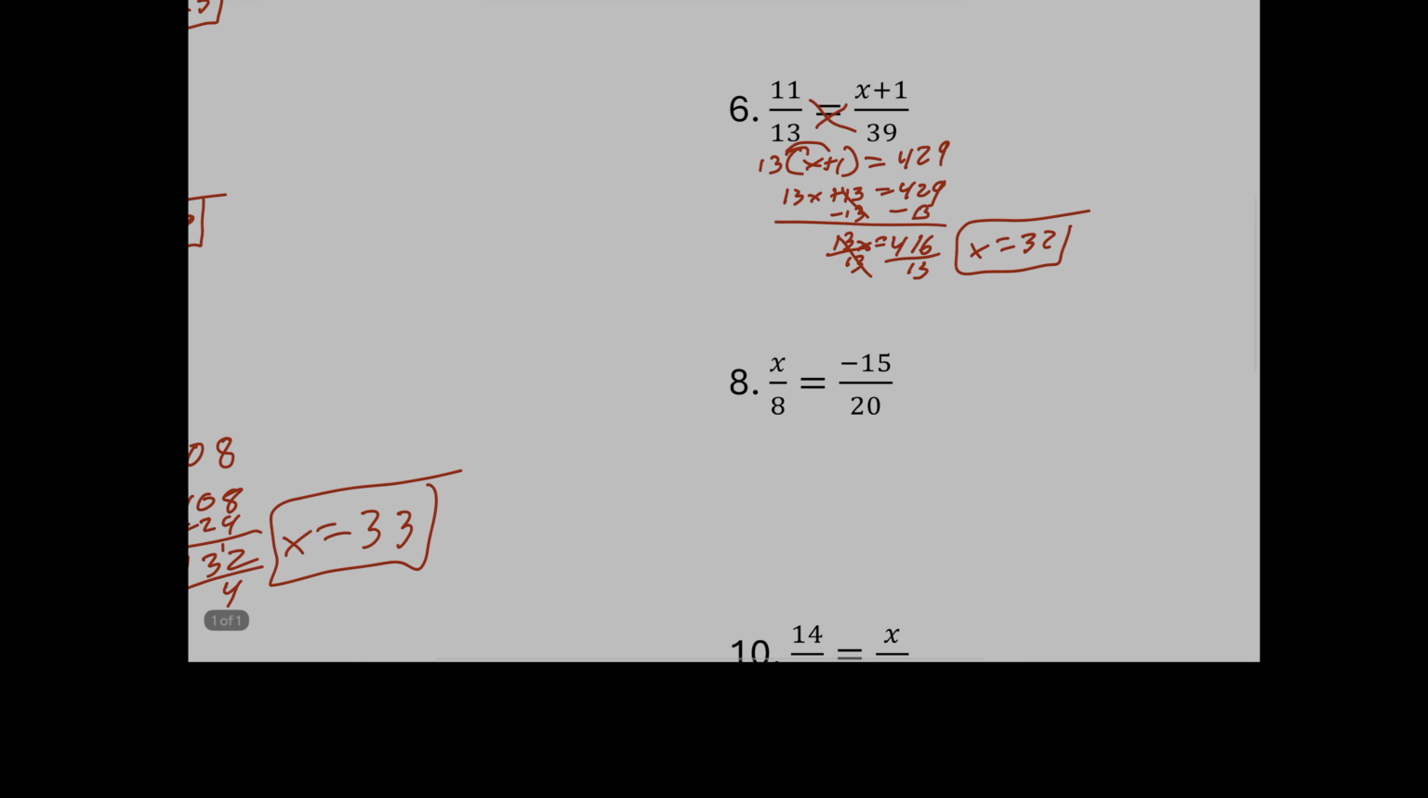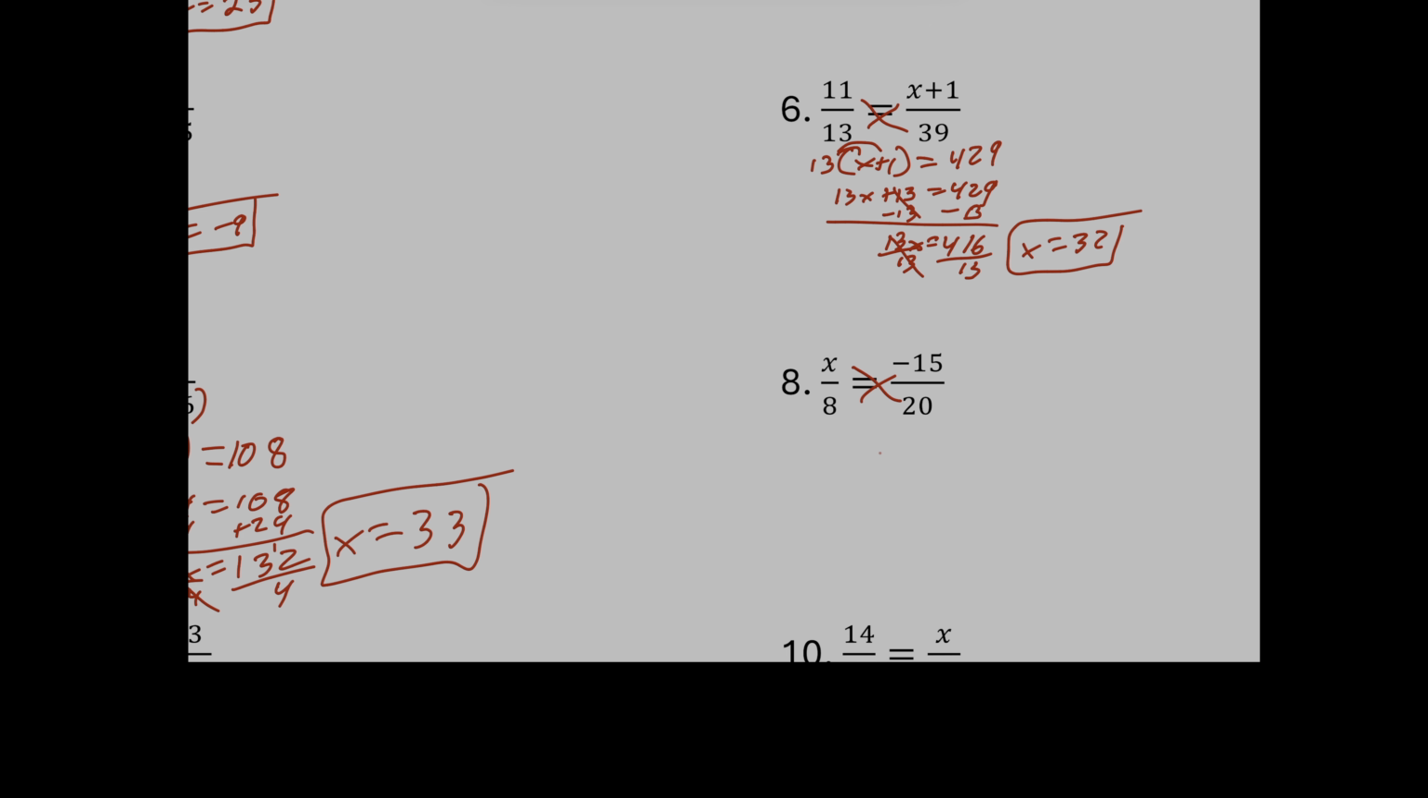Okay, number 8, let's cross multiply. X times 20 is 20x. 8 times 15, well, I see the negative, so I got to make sure I do a negative. Oh boy, that looks like a 120. Just kind of did that in my head. I believe that's right. You can check my work. X equals, and that's going to be a negative 6.